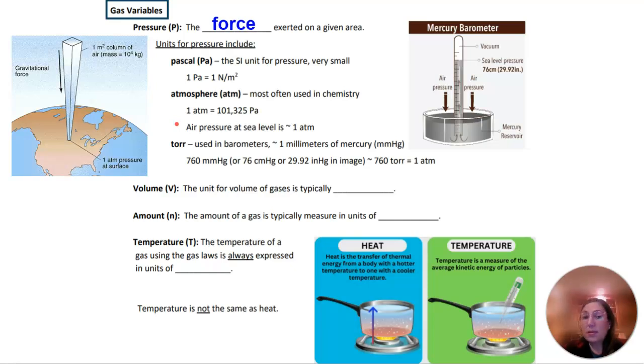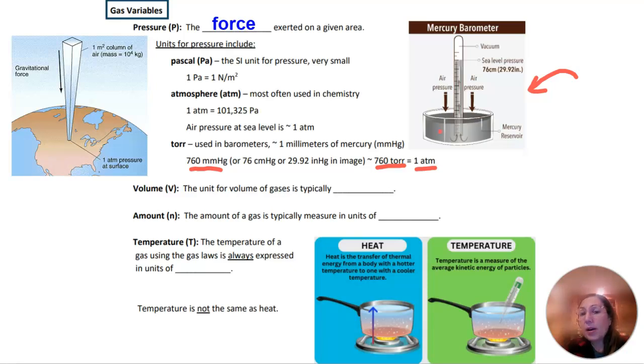Here in Minnesota, it's almost an atmosphere. We are almost at sea level, not quite. It's usually a little less. And another unit for pressure is the torr. Torr can be used in barometers, for example. There's a picture of a mercury barometer over here. And so a torr is about the same as a millimeter of mercury. So we'll say 760 millimeters of mercury is about the same as 760 torr, and that's equal to 1 atmosphere.